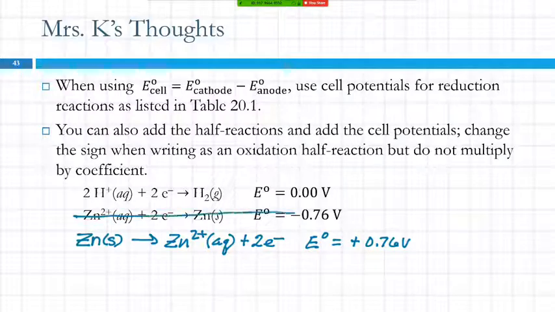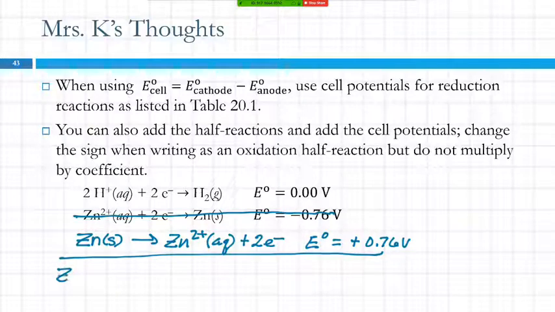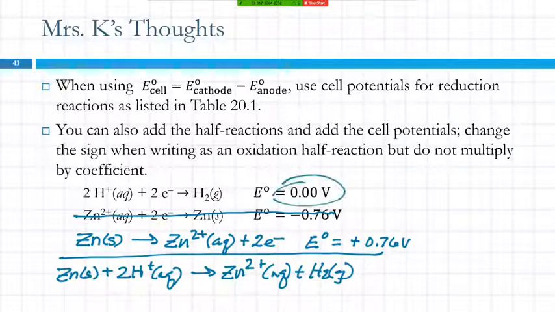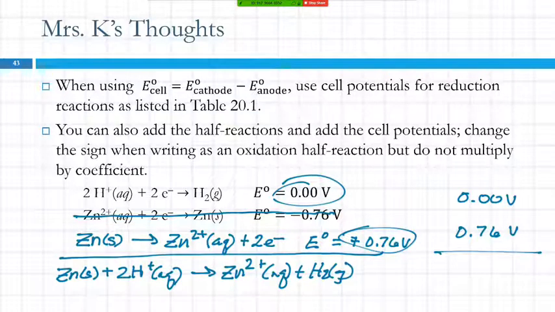And then if I want to know the standard cell potential, this is zinc plus 2 hydrogen ions going to zinc ion plus hydrogen gas. I'm going to take these two and add them together. So 0 and 0.76, 0.76.